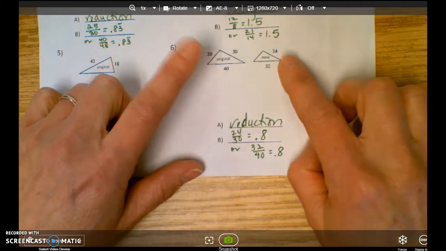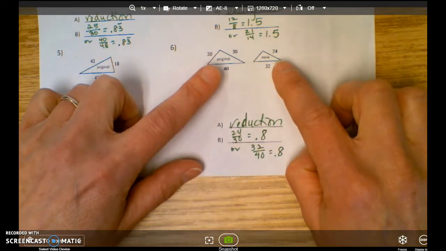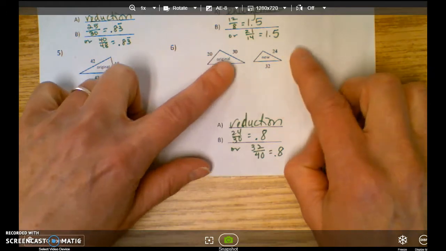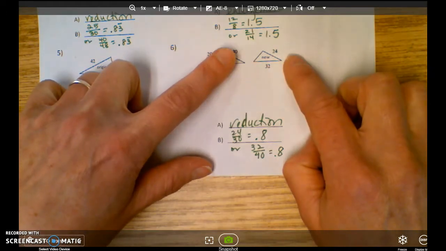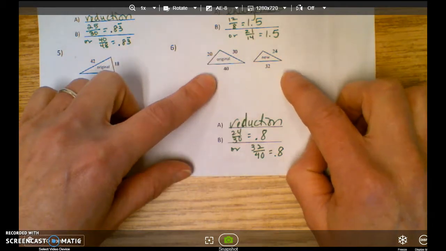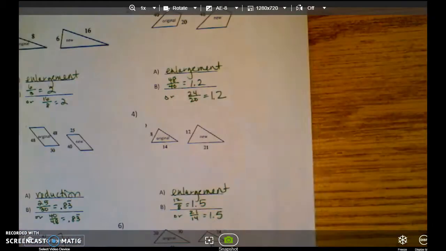And for the last one, it's another reduction. We could have used the bottoms, so put new over the original, or we could have used the right-hand side, new over the original. And let's see, if I did it correctly, they both agree to give us 0.8.